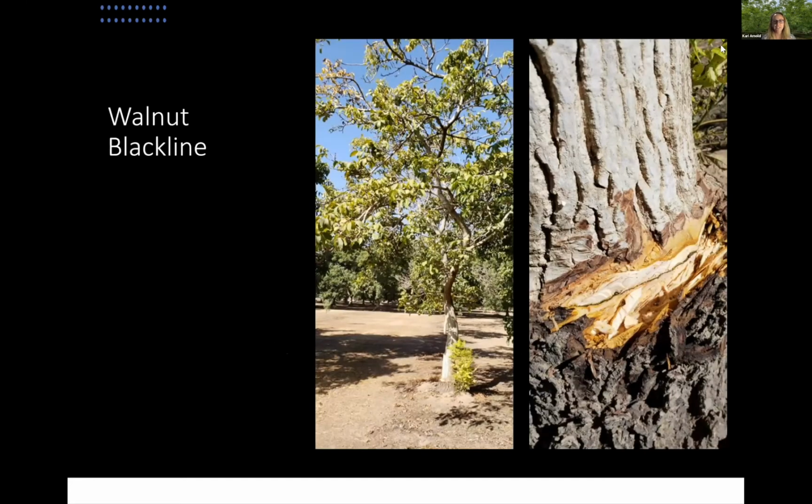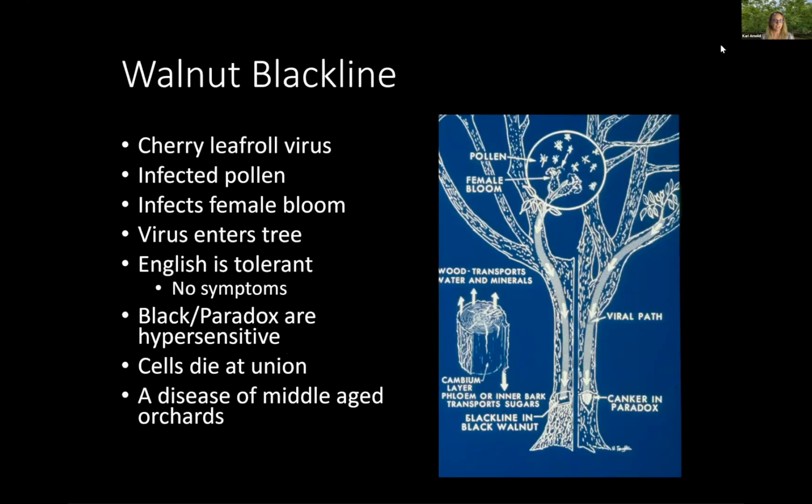Walnut blackline is actually caused by a virus. It's the cherry leaf roll virus. This is a result of infected pollen, so you could almost consider it a sexually transmitted disease for walnuts. Cherry leaf roll virus will spread via infected pollen from an infected tree. It then infects the healthy female bloom, and the virus enters the tree. The English scion, so the tasty nut that we like to eat, that English plant on top is tolerant, so it shows no symptoms of blackline.